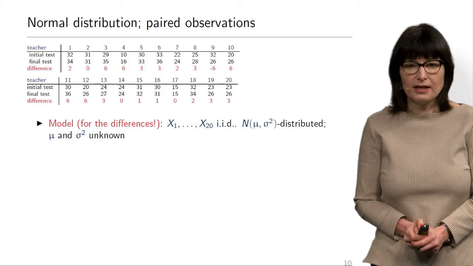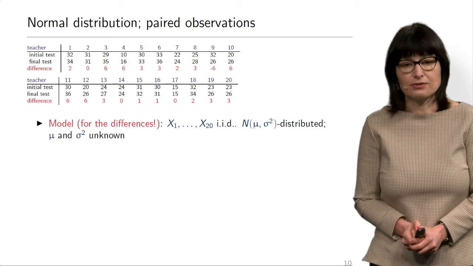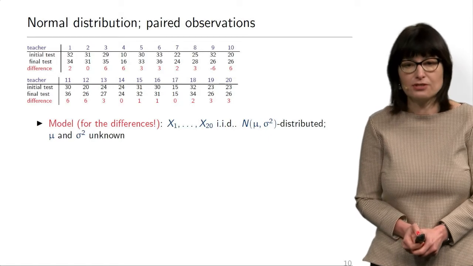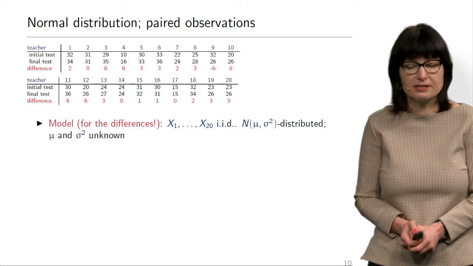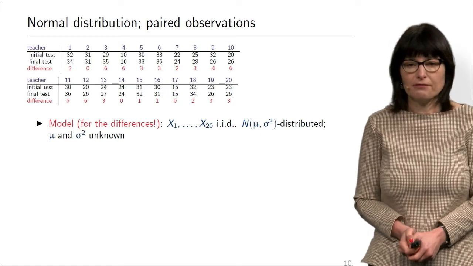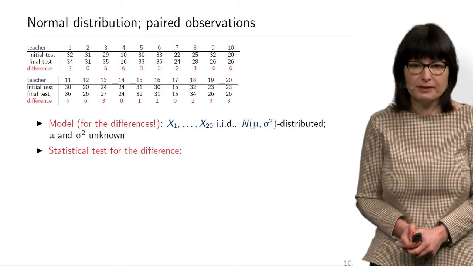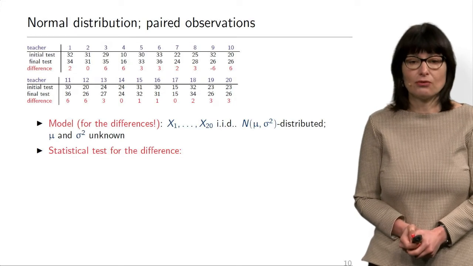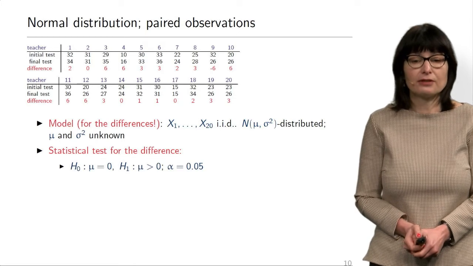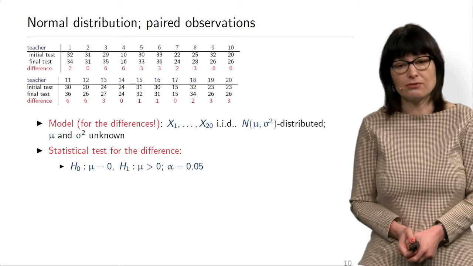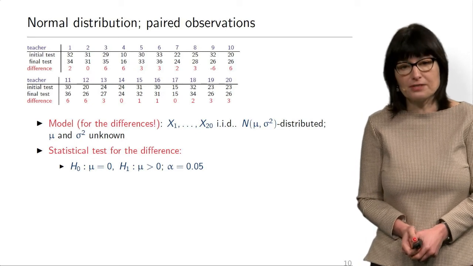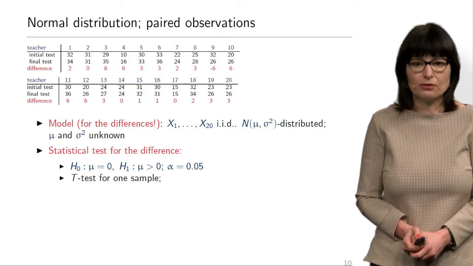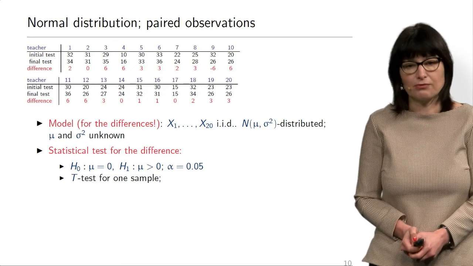So we have a model, and remember that model is for the differences. So this x1 to x20 are independent identically distributed, or you can also write mutually independent if you want. It's the same. They have all normal distribution with unknown parameters mu and sigma squared. Okay, and we have statistical test for the difference. So that means that null hypothesis is that mu is 0, so there is no difference, and alternative is mu is positive, so meaning that there is some positive influence on the scores. So of course it is just t-test as for one sample.